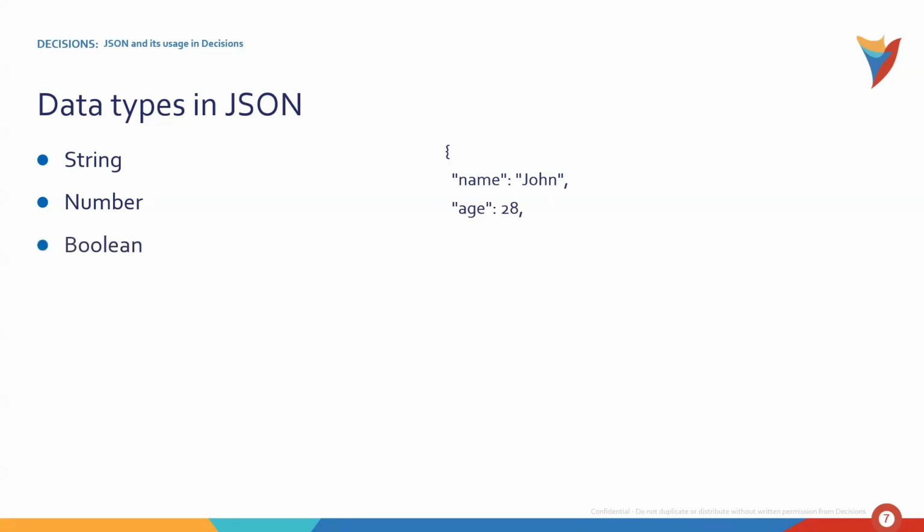Boolean can be of two values, true or false. In this example, isEmployed is a key that is associated with the value true of Boolean type. Array. A collection of items enclosed within square brackets can be considered of type array. Here, JavaScript, Python, SQL, enclosed in the square brackets, is of array type associated with the key skills.